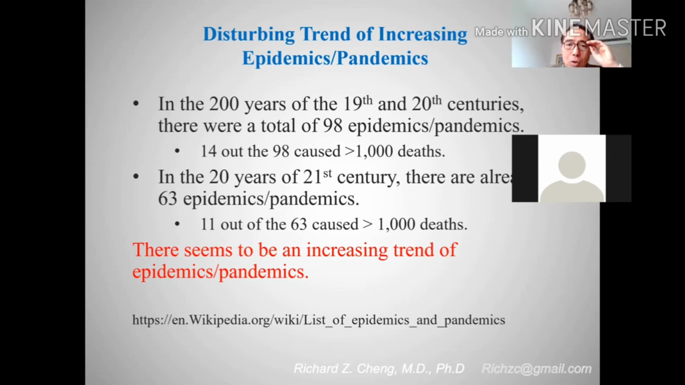Now, if you go to the current century, the 21st century, we are barely 20 years in. I think we are only 19 years and 3 months into it. There are already 63 epidemics and pandemics, which is roughly about 65% of the 200 years in the past. 11 out of these 63 caused deaths of greater than 1,000. Now, this is very disturbing. From this data, it appears that there's an increasing trend of epidemics and pandemics worldwide.